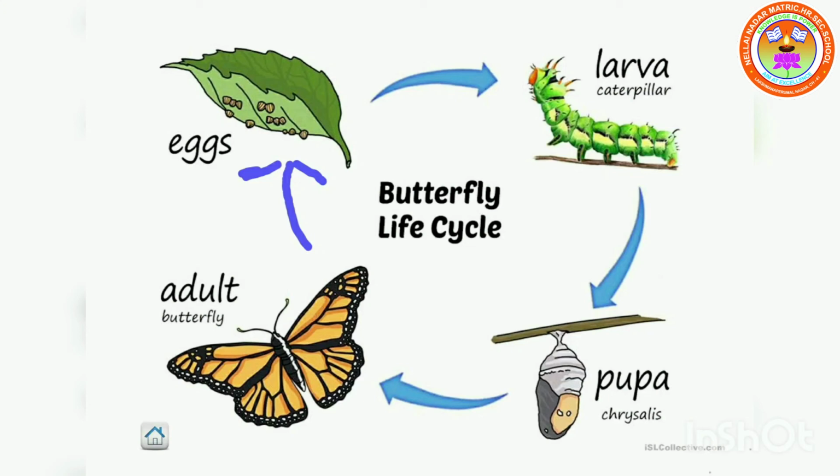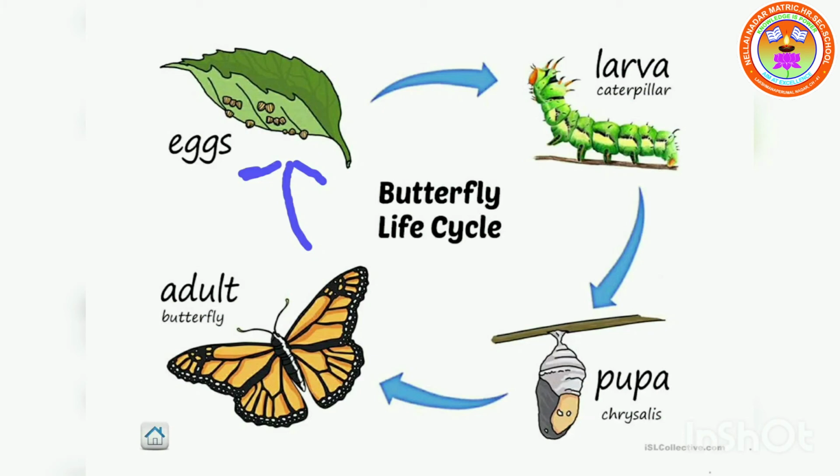Stage 3. Chrysalis or pupa. The third stage is the pupa. It is mostly brown or green. This is the resting stage as well as the changing stage. The caterpillar turns into a butterfly.